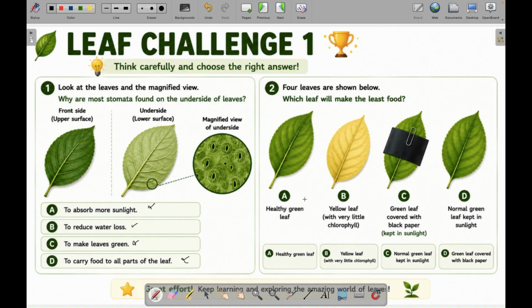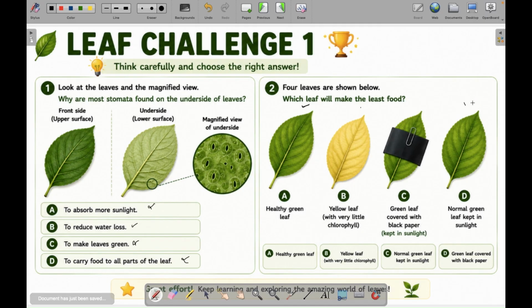Okay, the first is a healthy green leaf. Right, so it can prepare food given that it comes in contact with sunlight. Then you have a yellow leaf with very little chlorophyll. So it can make less food because it has a very low amount of chlorophyll. Right. So chlorophyll is that green pigment. That is why this is not looking green. The third is a green leaf covered with black paper and kept in sunlight. Okay. So it is partially covered, not fully covered. And then you have a normal green leaf kept in the sun.